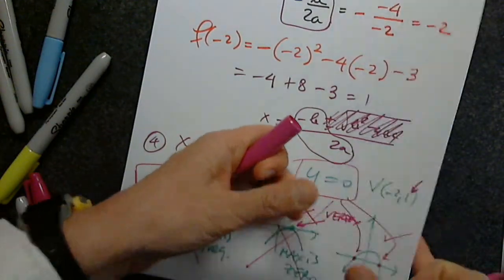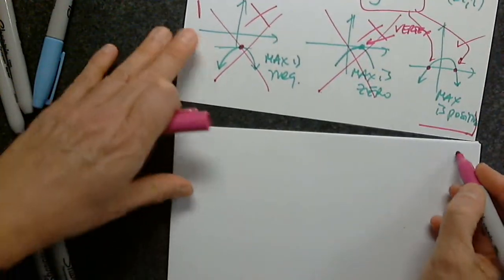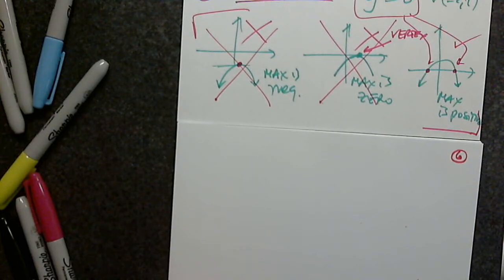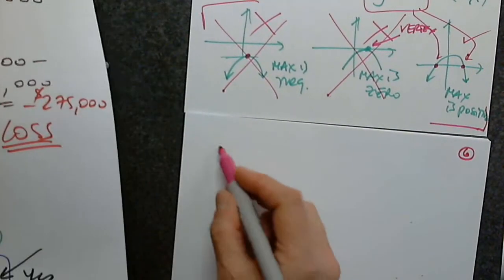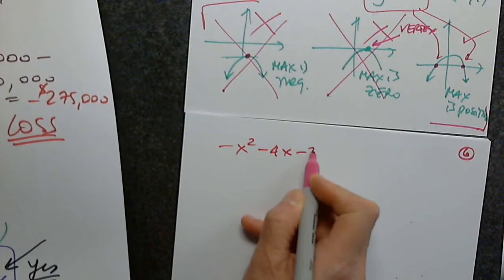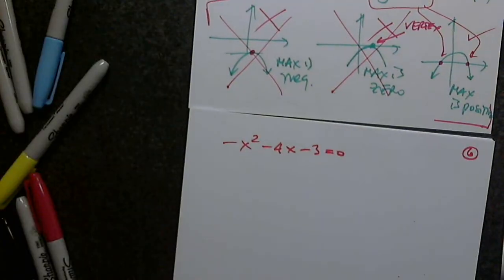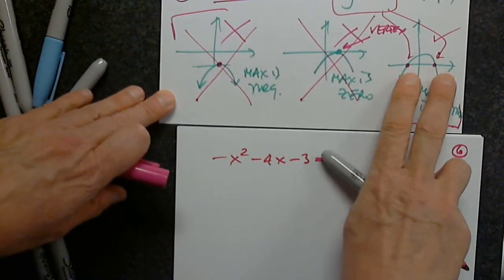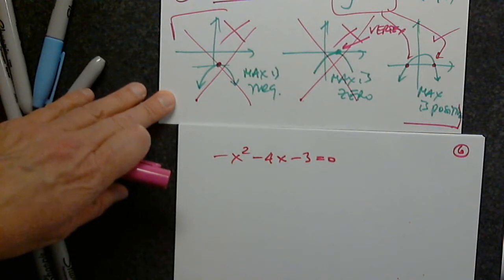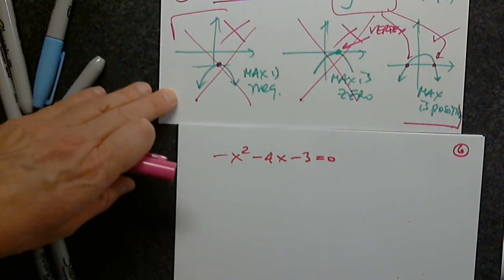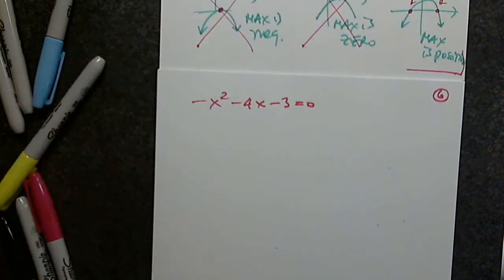And y is the function. Y is, what was it? -x squared minus 4x minus 3 equals 0. And that's how I find these 2 points. Is that clear? Yes, everyone? Are you with me? Yes? Okay. Stop me if it's not clear, please.